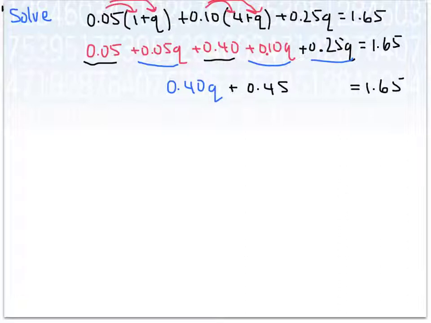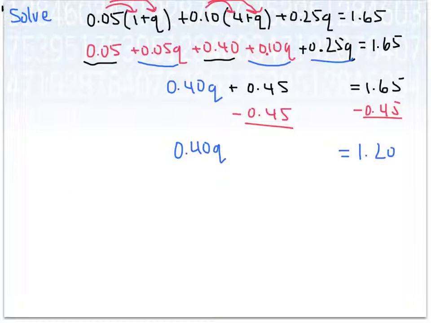So now the next step would be to move the constant over to the right side by subtracting 0.45 on both sides. So that will leave us with 0.40 Q equals $1.65 minus 45 cents, which will give us $1.20. Now, to finish off my equation, I want to divide both sides by 0.4. And that will leave me with Q equaling 3.